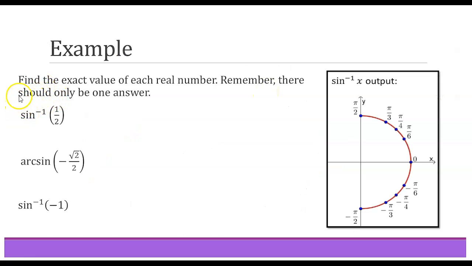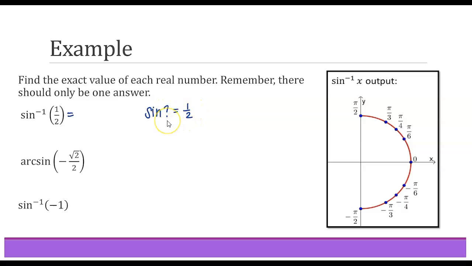Let's do some examples with sine inverse. So we're going to find the exact value of sine inverse of 1/2. So again, what we're thinking about to find this exact value, we're thinking sine of what is equal to 1/2, because we're switching the values. Normally, we would find the output of sine, but since we're doing inverse, we're thinking about the input. What are we plugging into sine to get out 1/2?